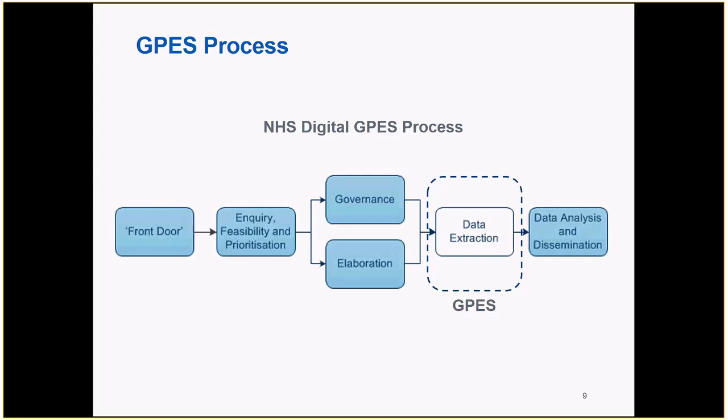And then we go into these two streams of governance. So Catherine mentioned a few of our key governance processes, like a data provision notice and a direction and what have you. And at the same time, we're elaborating the ask. So this means turning the analytical ask that we've had from an organisation into a list of business rules, essentially exactly what is it that we're going to extract from the systems in general practice. And then there's that GPES box, which is actually extracting the data. So that all then just runs automatically based on the business rules that have been created.